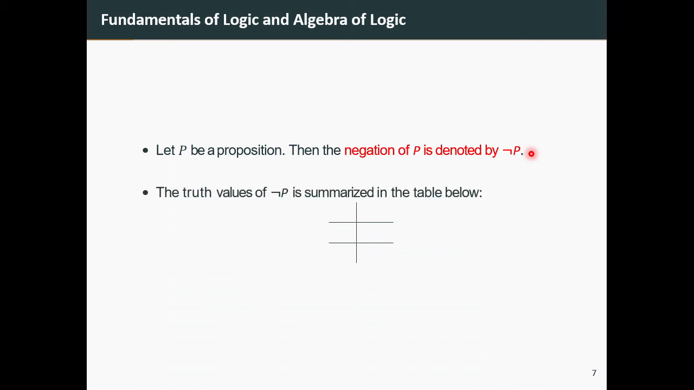Now, to get the truth values of not P, okay, let's refer to this table. So suppose that the proposition P is false, then that means not P will be true. On the other hand, if the proposition P is true, then the negation not P will be false. So in other words, the truth value of the negation is just the opposite of the truth value of the original proposition. Now let's discuss how to state the negation of propositions.